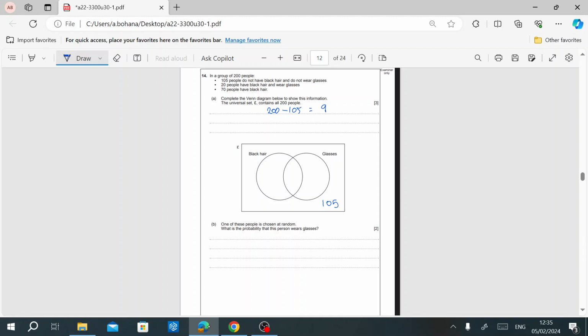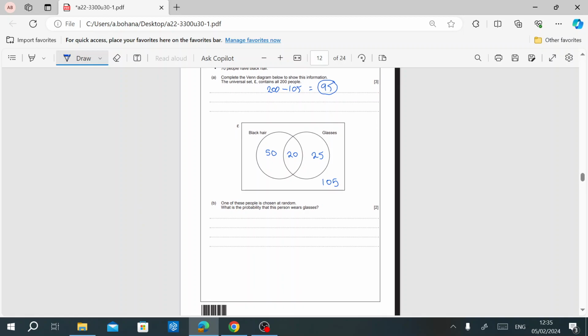That leaves you with 95 remaining, okay? 20 people have black hair and wear glasses. So we know there's going to be 20 there in the middle. 70 people have black hair. So we know that the black hair circle must be equal to 70. You've already got 20, so that must be 50. And we know that the Venn diagram itself, the circles, must equal 95. You've already got 50, you've already got 20, so that's got to be 25.